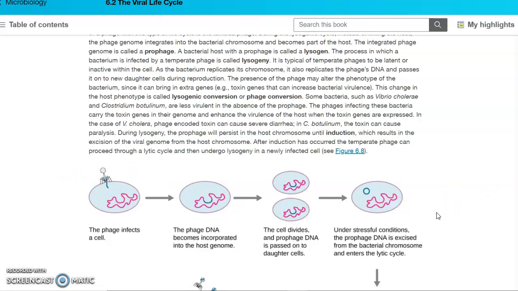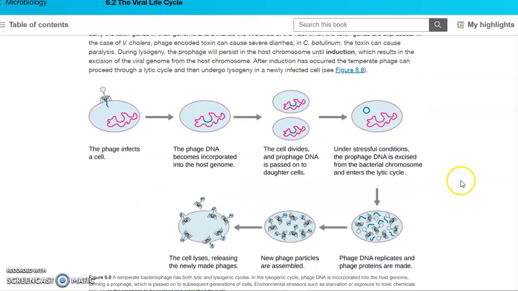Now, this can continue on for many generations. This DNA essentially just remains latent or inactive, and then at some point, the prophage DNA is going to be excised. It's going to be taken out of the bacterial chromosome and then enters into the lytic cycle. So the phage DNA starts to replicate, the components are assembled, and then we eventually get to lysis. But this first part here, this replication part, can go on for many, many different generations.